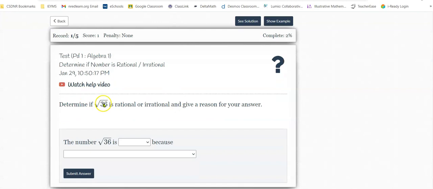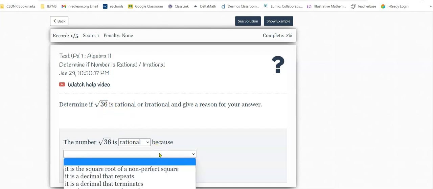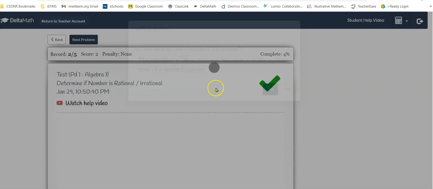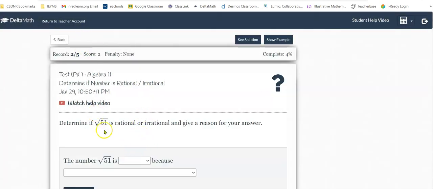For this one, it is not given to us in decimal form, and I know that the square root of 36 is 6, so that means it's rational, because it can be written as a fraction. And this is rational because, if you scroll down here, you can see it is the square root of a perfect square. So read the choices carefully when you're going through the options.